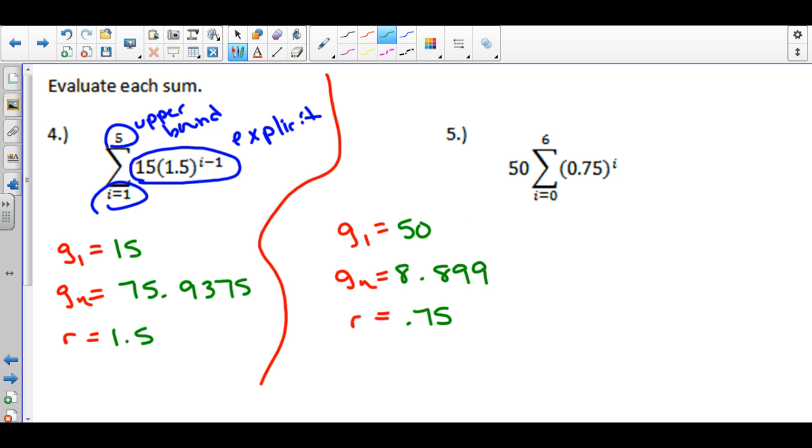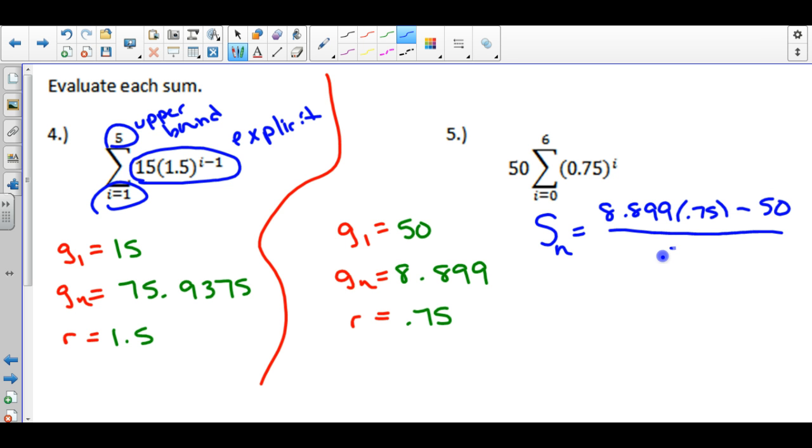So now we're going to take a sum, which I'm going to use that sum formula again. S of n equals, we're going to take our last term, 8.899. We're going to multiply it by the common ratio, subtract my first term, and then all of that is going to go over your common ratio minus 1. So hopefully you have a calculator handy. Try substituting some of these values in.